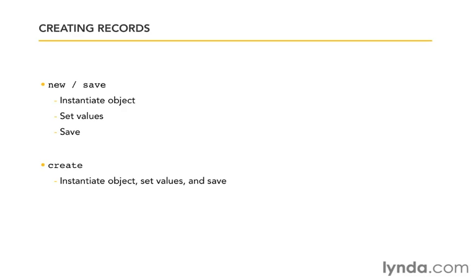New/save is going to have three basic steps to it. We're going to instantiate a Ruby object, or create an instance of a class, and then we're going to set the values on it and save it to the database. Create works exactly the same way, except that it does all three of those things in one step. Other than that, they work exactly the same. Let's take a look at each of these in the console.